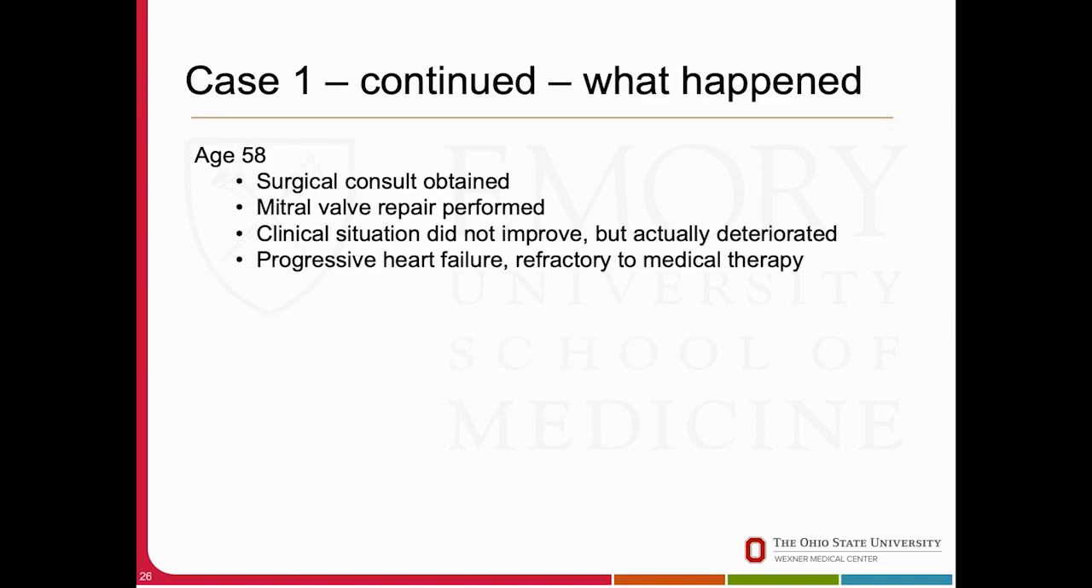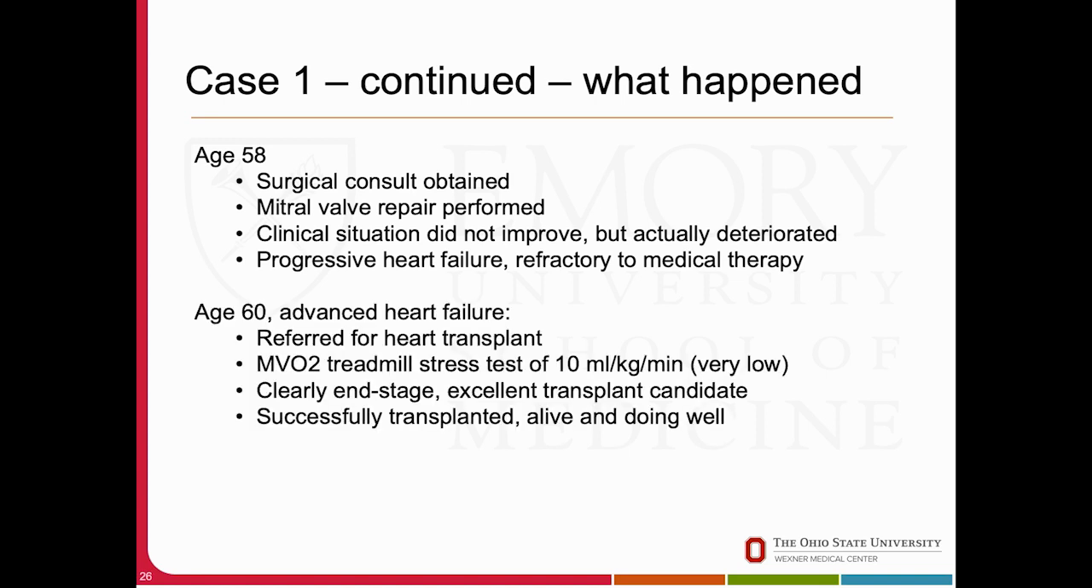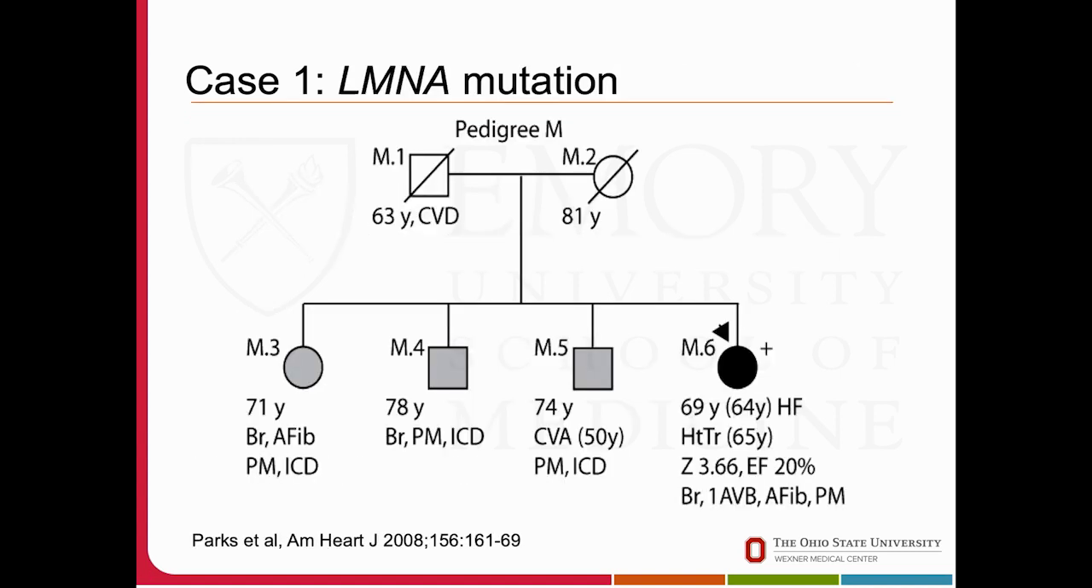At age 58, she did have a mitral valve repair. She didn't improve, but actually got worse, and she had progressive heart failure. I met her then at age 60. She was referred for transplant, was a great candidate, got transplanted and is doing well. What did we find? A LMNA mutation, as I have telegraphed, and unfortunately, she's in a research study. She was published in one of our papers. We didn't ever get DNA from the older family members, but we would infer that they likely were mutation carriers too.